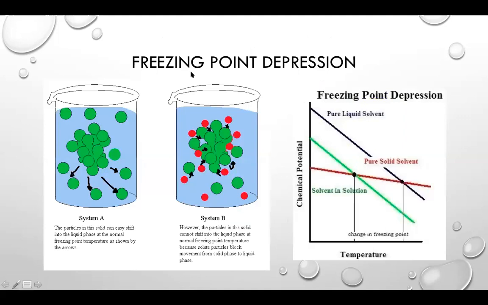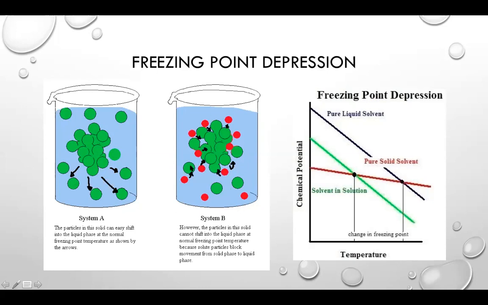And now we're going to talk about freezing point depression. So here on the left, we have system A. So the particles in the solid can easily shift into the liquid phase at the normal freezing temperature as shown. And that's because these molecules are able to slow down and form a structure and interact with each other, which is what we need for things to go from a liquid to a solid phase.